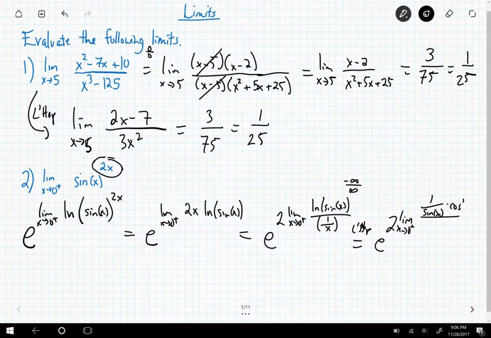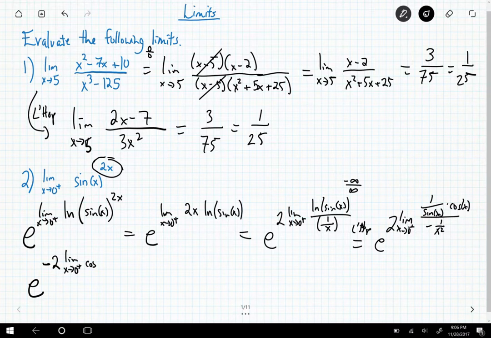times cosine x. And then for that other piece, we have 1 over x. That's negative 1 over x squared. Wowzers. Well, notice though, cosine of 0 is actually a nice value, and we can rewrite this. So e, and then we'll have the 2, and then notice there's a negative symbol with the 1 over x squared, so I'll make it negative 2, and then we'll put the limit as x approaches 0 from the right.